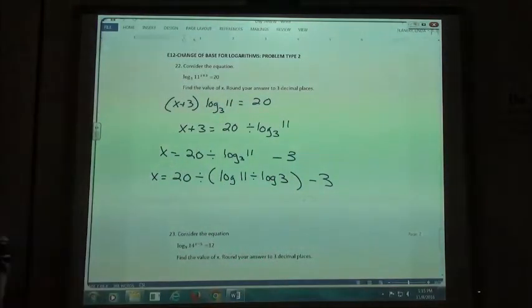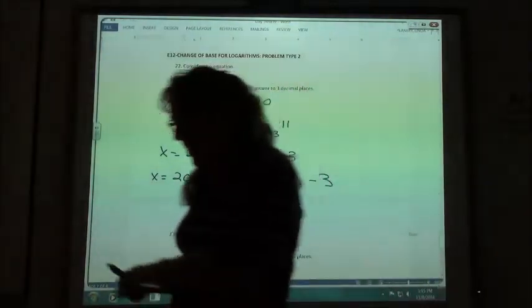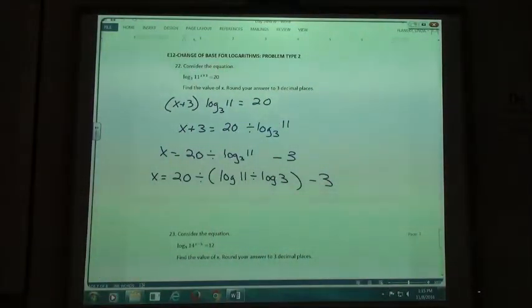Now we're going to just use our calculator and round our answer to 3 decimal places. Here goes nothing. Okay. 20 divided by, I like to use parentheses because that is grouped together, the log of 11 divided by the log of 3, minus 3. Equals. Round my answer to 3 decimal places. 6.163.